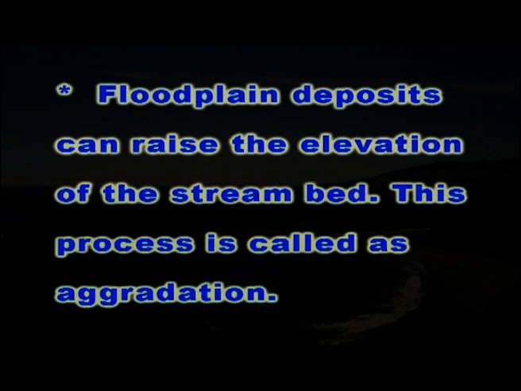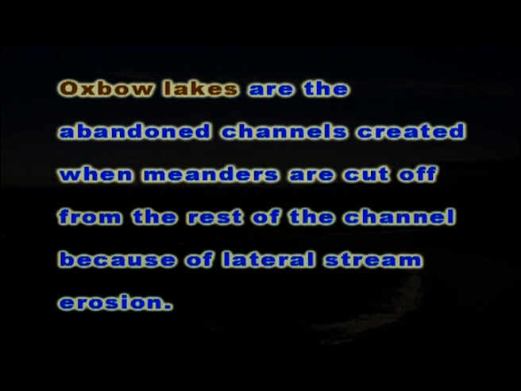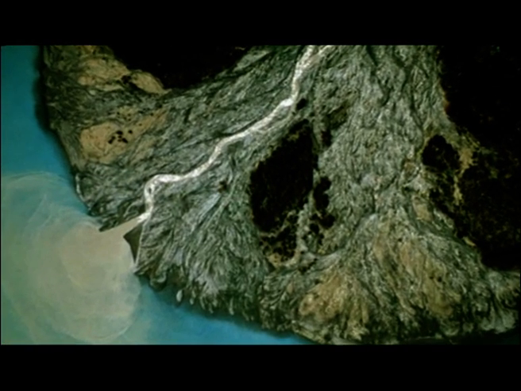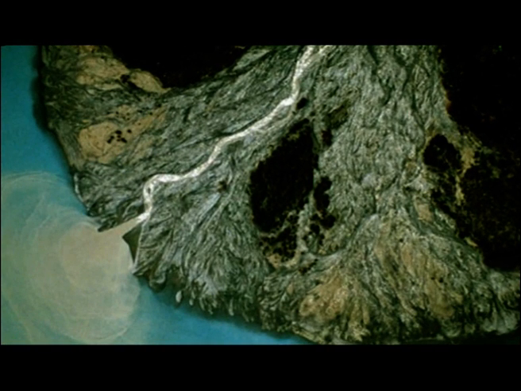Floodplain deposits can raise the elevation of a stream bed. This process is called aggradation. Oxbow lakes are the abandoned channels created when meanders are cut off from the rest of the channel because of lateral stream erosion. An alluvial fan is a large fan shaped deposit of sediment on which a braided stream flows over it.